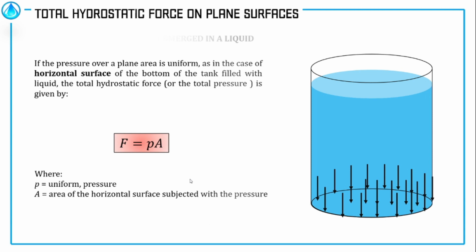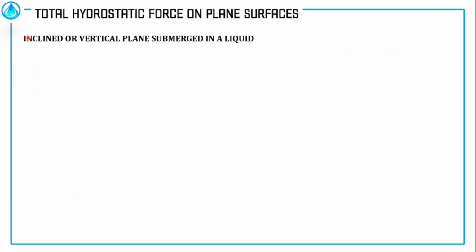Take note that we can only use this equation if the given plate or surface is submerged in a horizontal position. What if we encounter an inclined or vertical plane submerged in a liquid? How are we going to calculate the total hydrostatic force on that plane? So let's take a look at this liquid with a free surface.